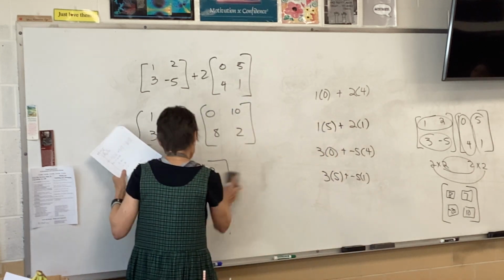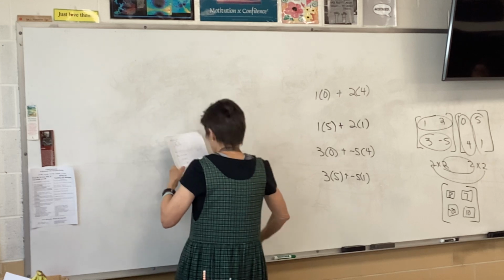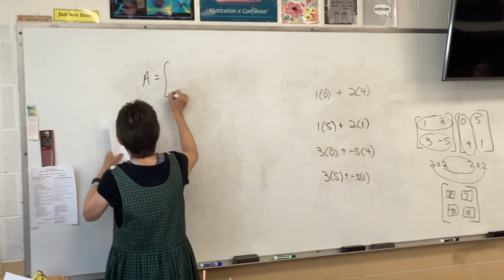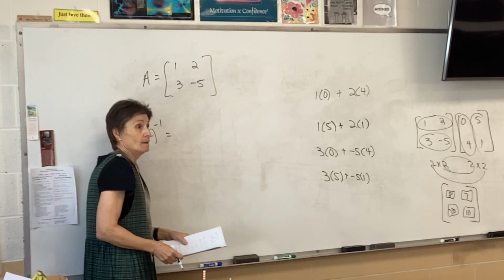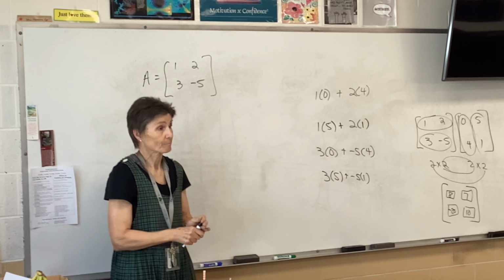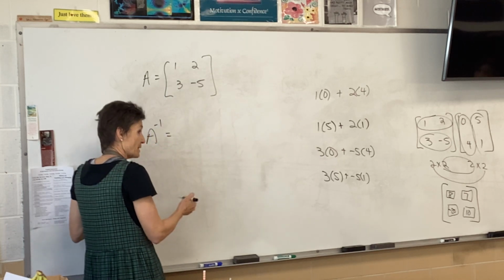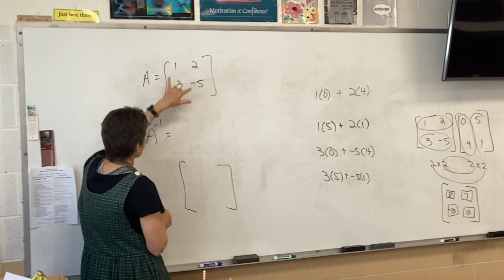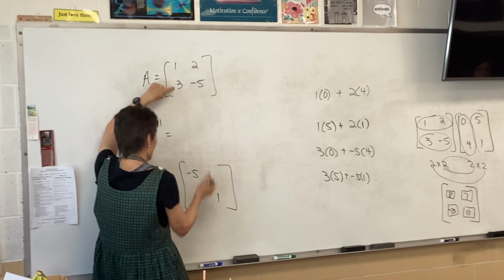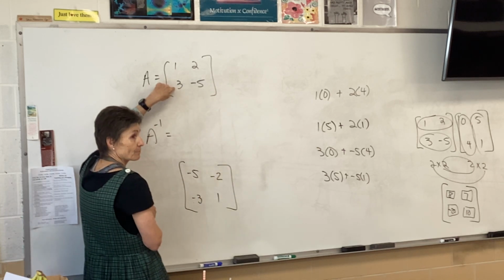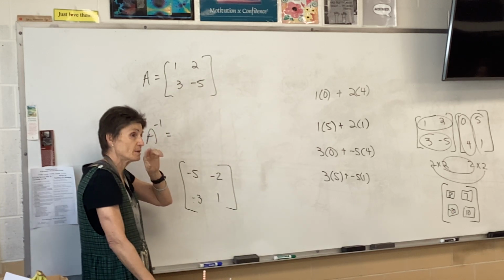And then finally, the last part of that says take matrix A and find its inverse. Anybody remember how to do this? Oh, you do the opposite. So first I make a new matrix by taking these two and swapping them. And then these two, I change their signs. Okay, that's one part of it. There's a whole other part though. Do you remember what the other part is?